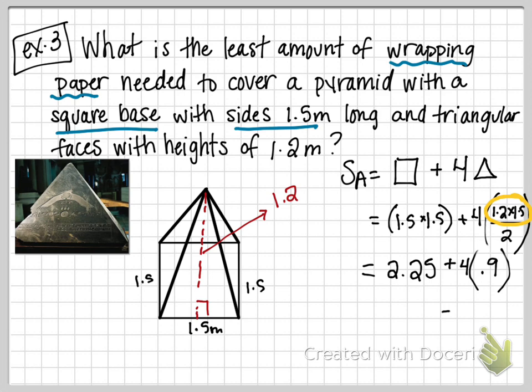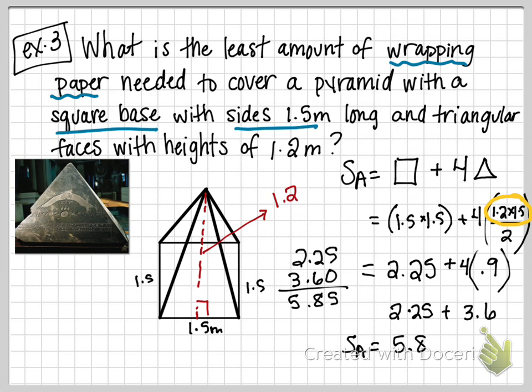What should we do next? 4 times 0.9, which is 3.6. Now we can just add these: 2.25 and 3.6. So the total surface area, or the amount of wrapping paper that you would need to cover this, is 5.85. How do we label it? Meters squared. Okay. We good?